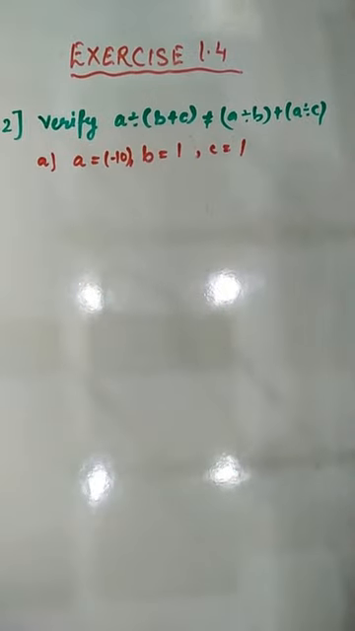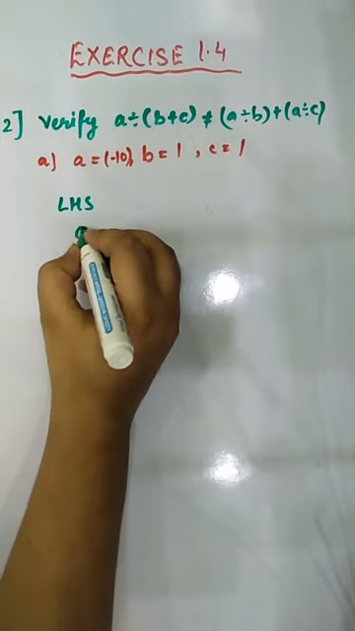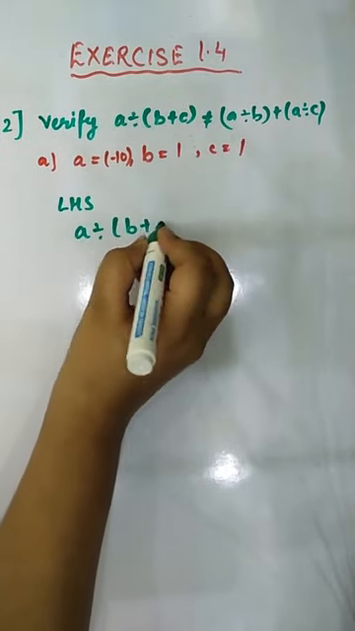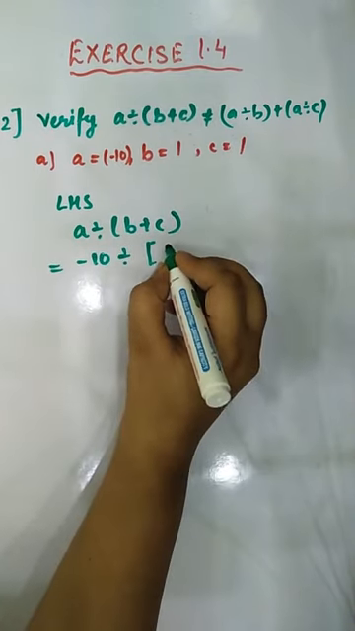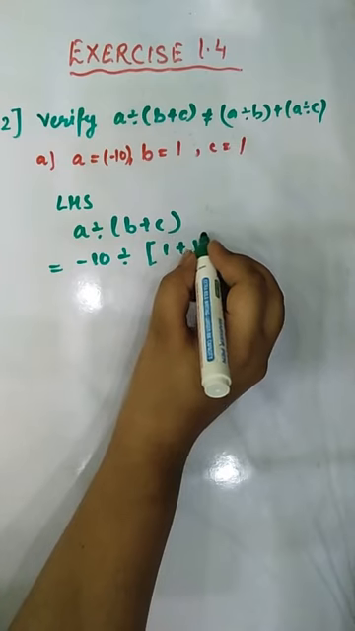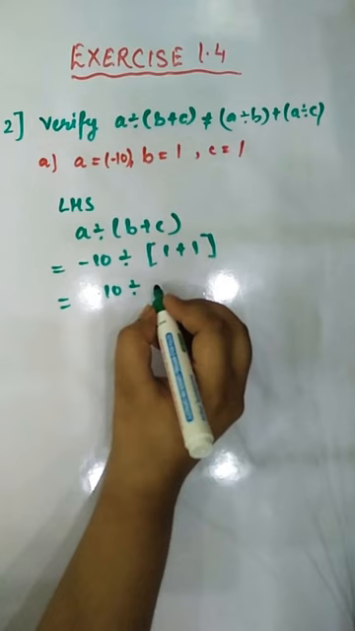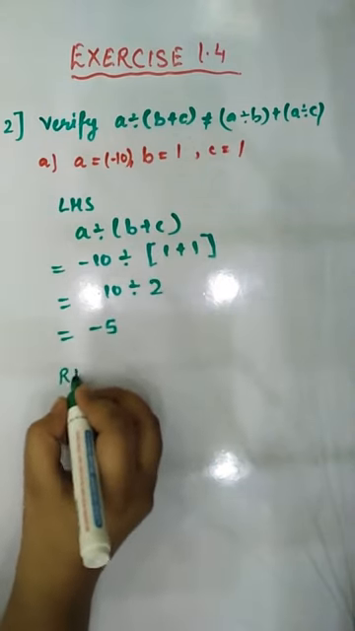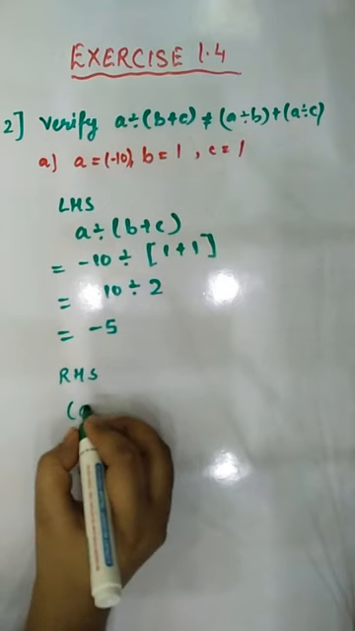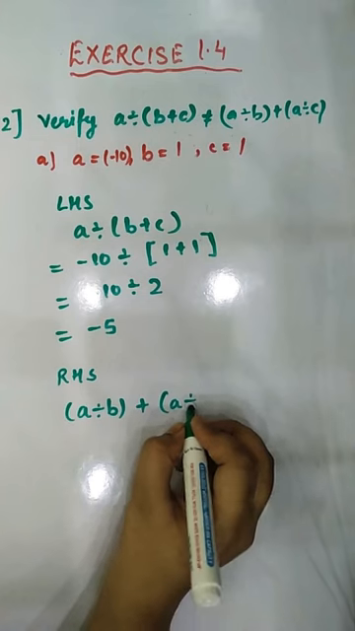Now B part, A, B and C value is given. LHS is how much? A divided by B plus C. Find out. -10 divided by B is how much? 1 plus C is how much? 1. So -10 divided by 1 plus 1, 2. This will be how much? -5. Then RHS is how much? A divided by B plus A divided by C.